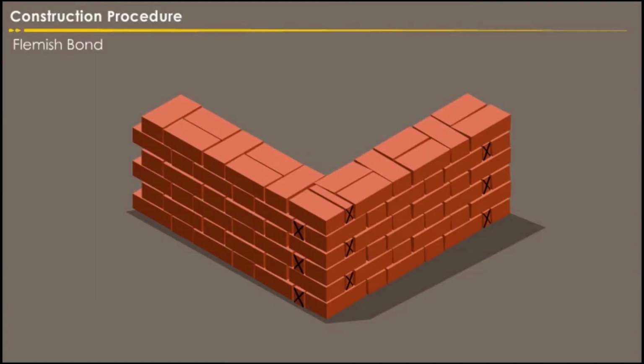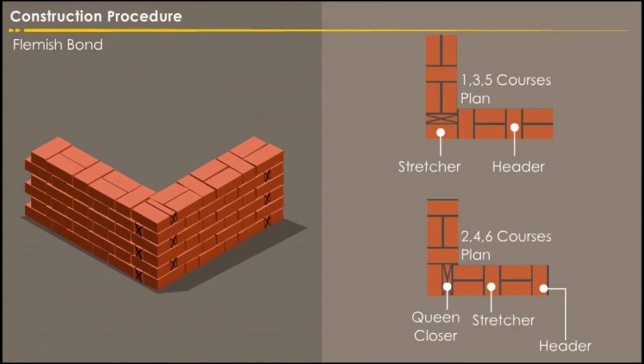In the Flemish bond, each course comprises alternate headers and stretchers. The alternate courses start with a stretcher and a header.